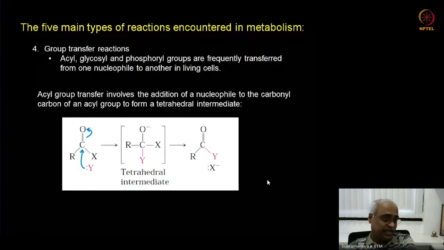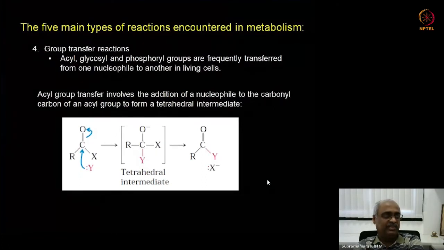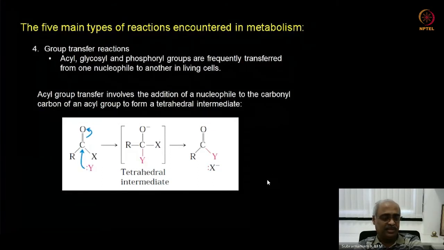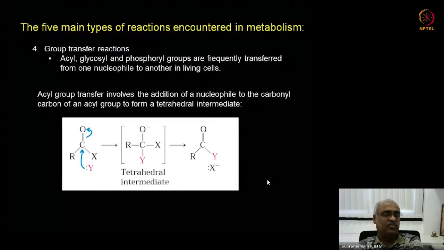Group transfers are very common, and quite often they are required to activate certain molecules for reaction, to make them poised for a reaction. We saw that with dolichols, how dolichols join with glucose or other carbohydrates and help in the biosynthesis of glycolipids and glycoproteins. Dolichols bind to these molecules, and since they are hydrophobic and anchored in the membrane, in addition to activation, they bring them to the right place, that is, on the membrane.